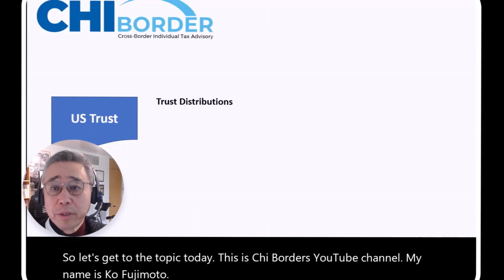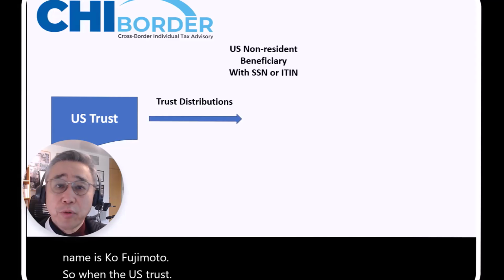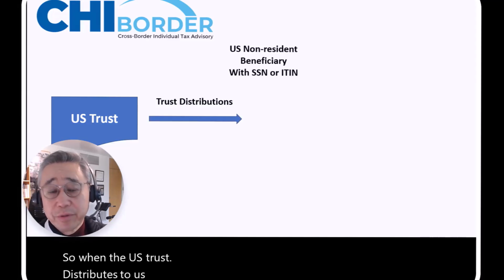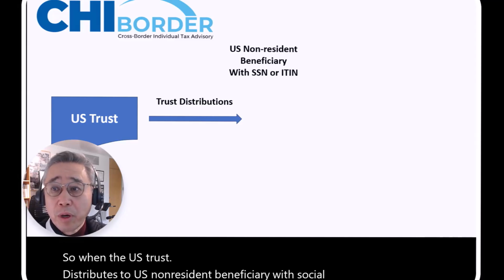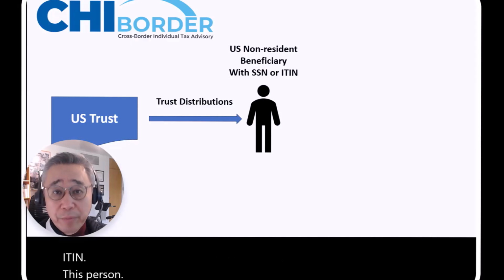So when the U.S. trust distributes to a U.S. non-resident beneficiary with a Social Security number or ITIN, this person has to do something.